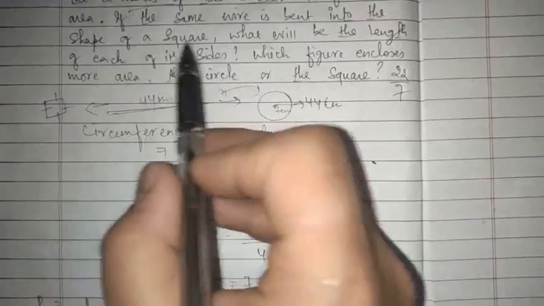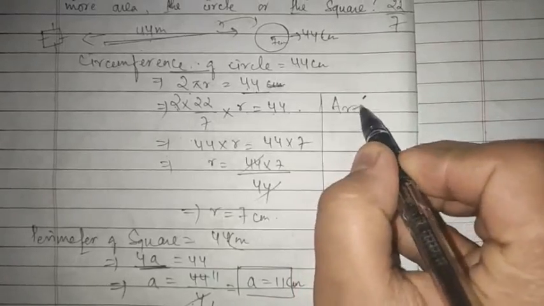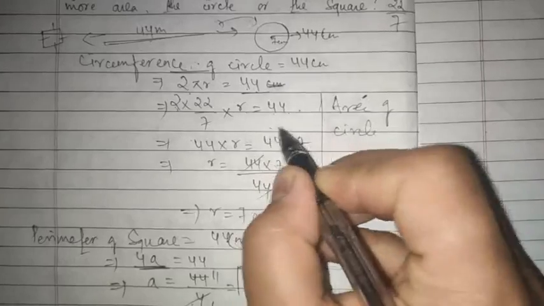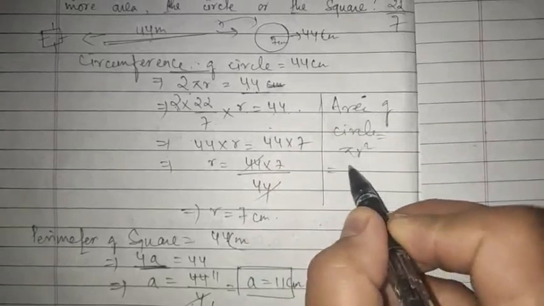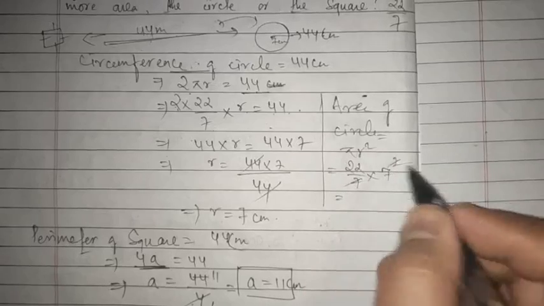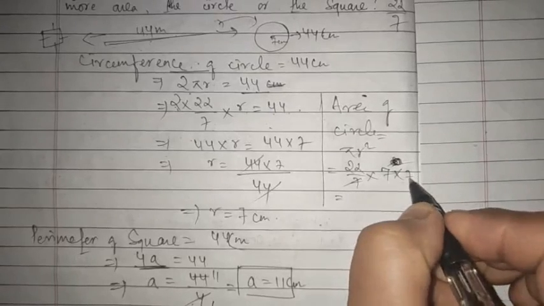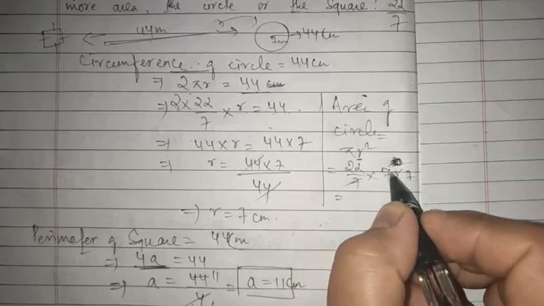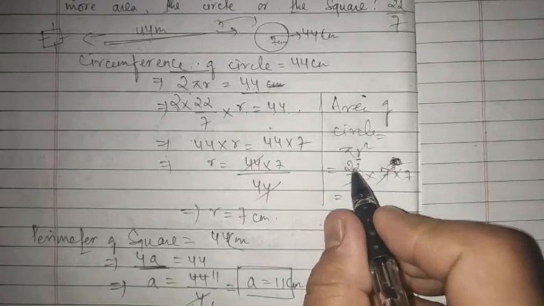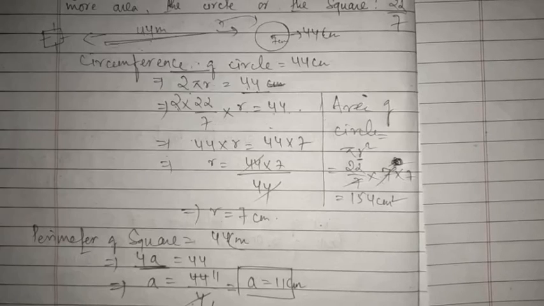Now, we found the length of each side of the square. Which figure encloses more area? That means you have to find the area of the circle. Let me write here for a circle. Area of circle is equal to pi r square. The pi value here is 22 by 7, and the r value given here is 7 square. So 7 gets cancelled. Let me write 7 two times, which will be easy for you to understand, because the radius is r square. So 22 into 7 is 154 centimeter square. Now we got the area of the circle, which was 154 centimeter square.